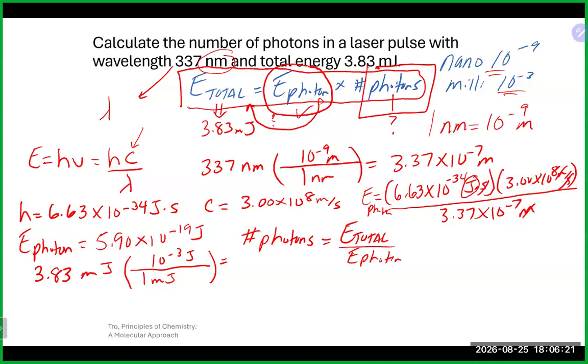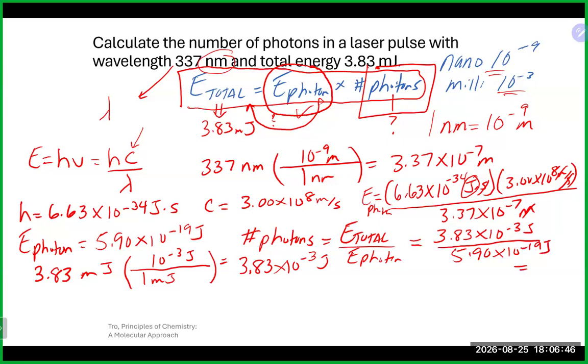And I'm going to do that. And that's going to get us 3.83 times 10 to the minus 3 joules. So that is our total energy converted to the right units. We're going to divide it by the energy per photon, which is 5.9 times 10 to the minus 19 joules.